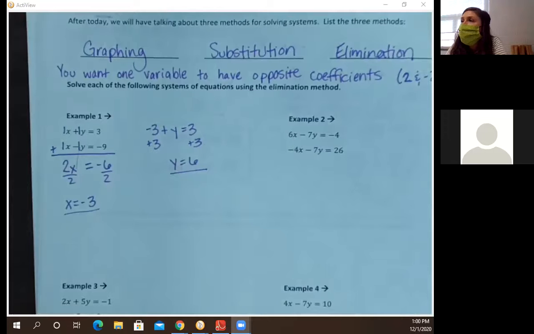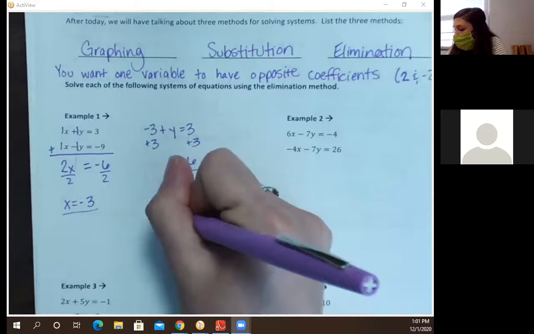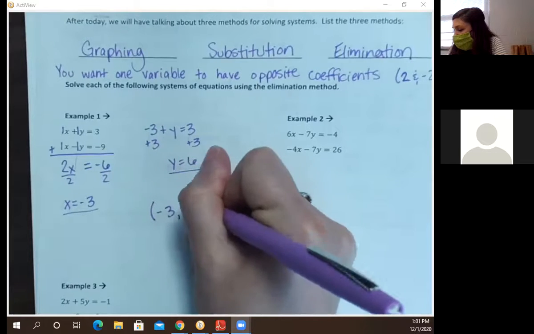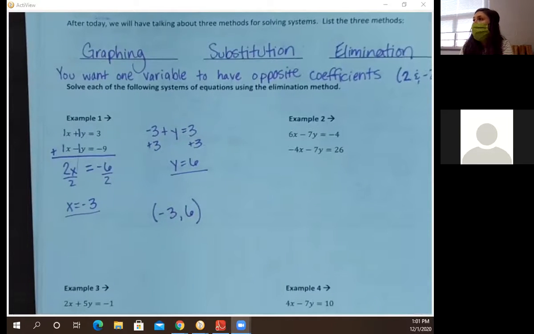And then just like we've done for everything so far, solving our systems, we're going to give our answer as an ordered pair. So -3, 6. Questions for me so far?